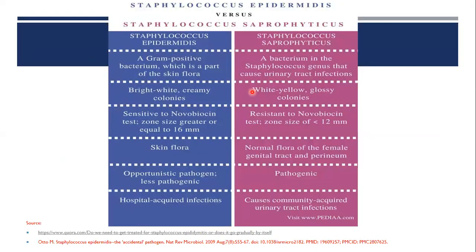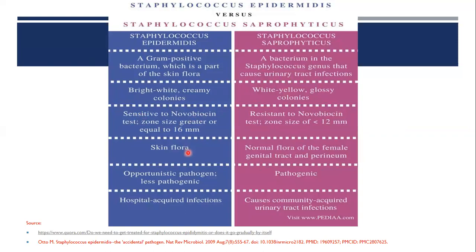So to differentiate it from Staphylococcus epidermidis, actually both are gram-positive bacteria in clusters. They both produce white colonies. And to differentiate the two, we perform the novobiocin sensitivity testing, to which Saprophyticus is resistant to the effects of novobiocin, and Epidermidis is sensitive to the effects of novobiocin.